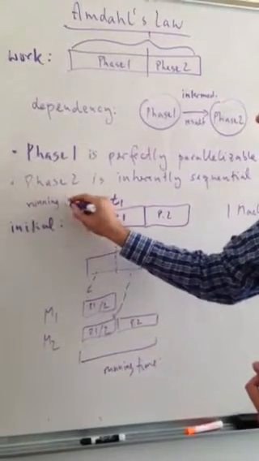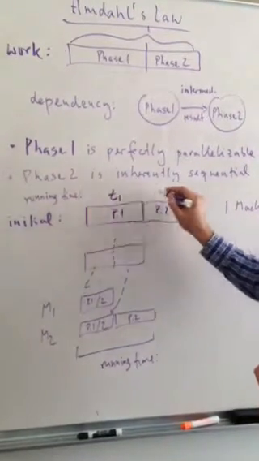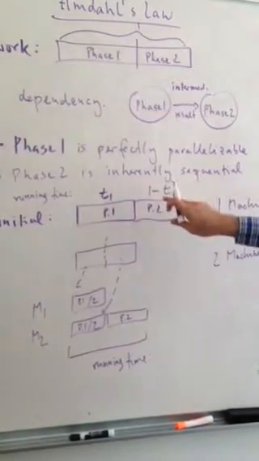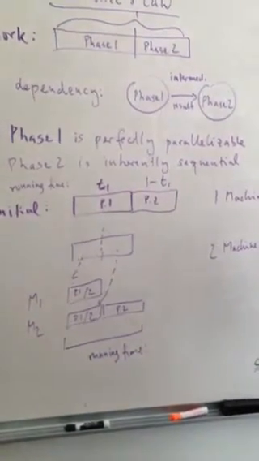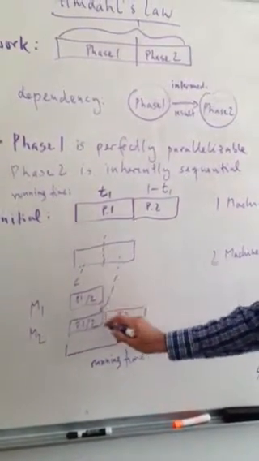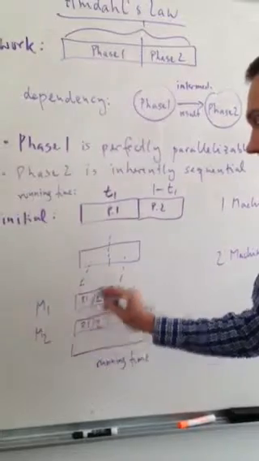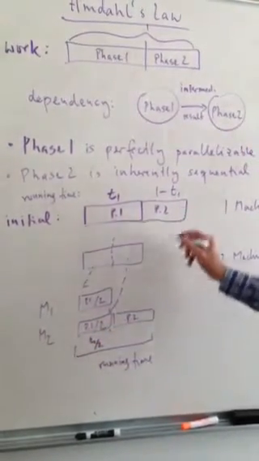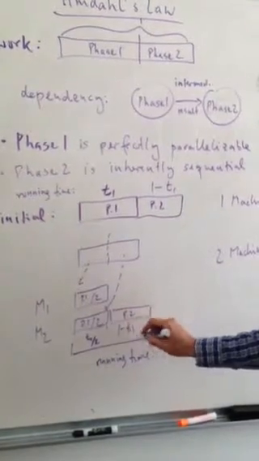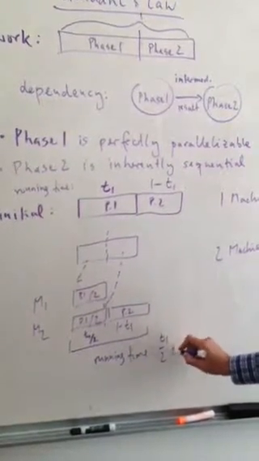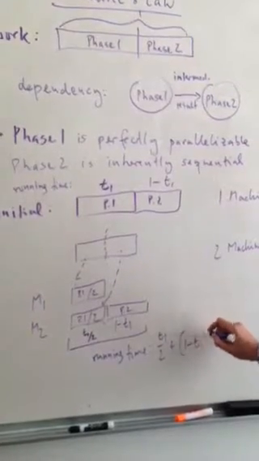What time to compute T1, and since the whole thing takes 1 over all together, then this one is 1 minus t1, right? So now if I look at how much time it takes here, this first phase takes t1 over 2. The second phase still takes 1 minus t1. So the total running time is t1 over 2 plus 1 minus t1.